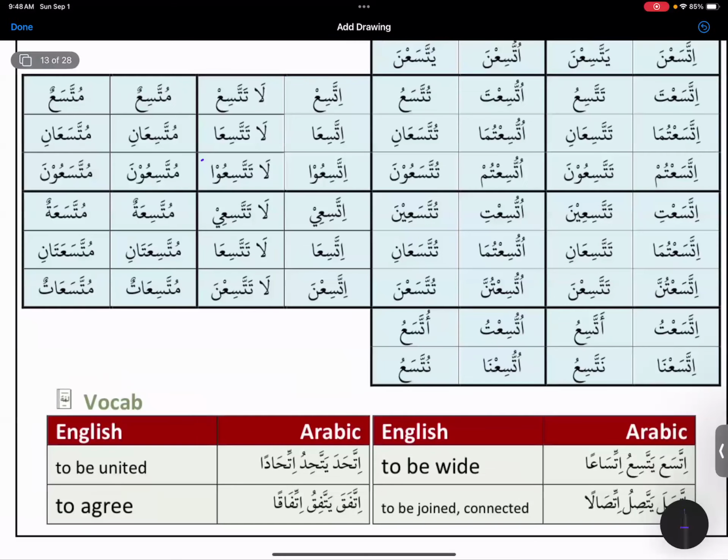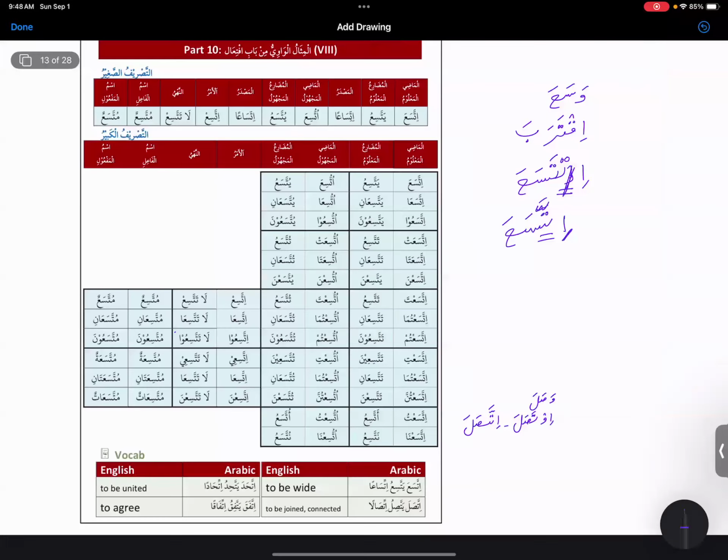Ittahada. So it was Iwtahada. Iwtahada has changed into Ittahada, yattahidu, and ittihadan. Subhanallah, we use the word Ittihad in Urdu. Ittafaqa, yattafiqu, ittifaqan. We know this word as well. Yeah, subhanallah.